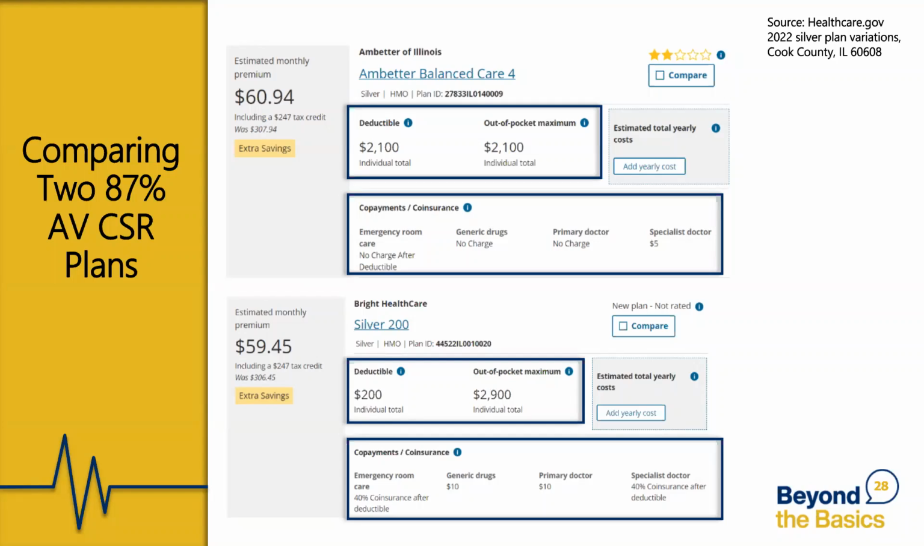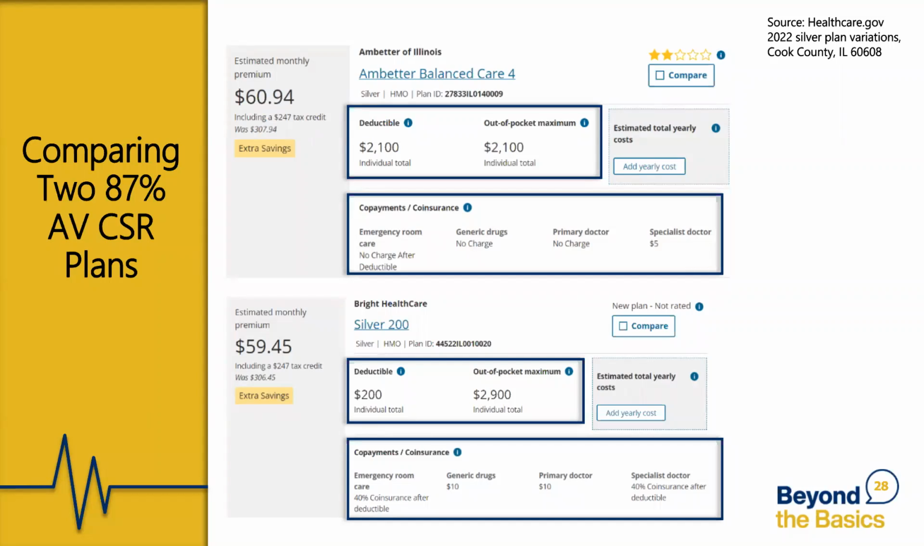So in this case, you can see these are two plans that have about the same monthly premium, and their deductibles are very different. So these are 87% AV plans, but the top one has a $2,100 deductible, and the bottom one has a $200 deductible. So that's quite different. And then you can see there's different kind of charges for different parameters here. $2,100 out-of-pocket maximum for the top one and $2,900 for the lower one.